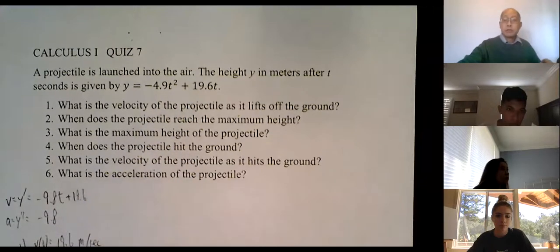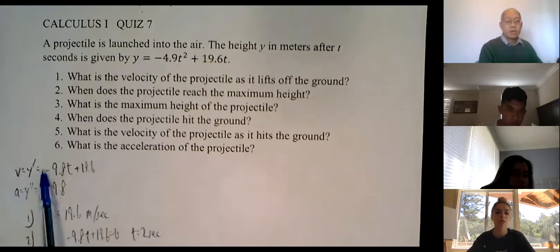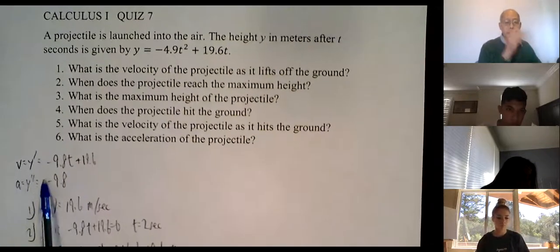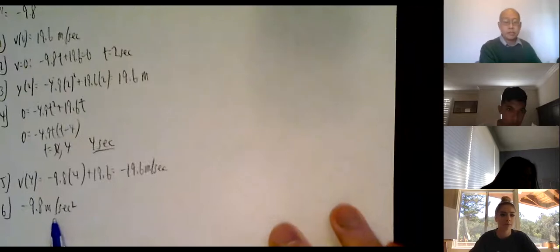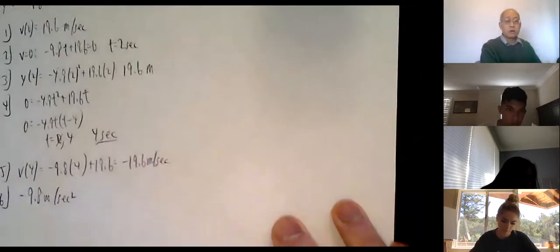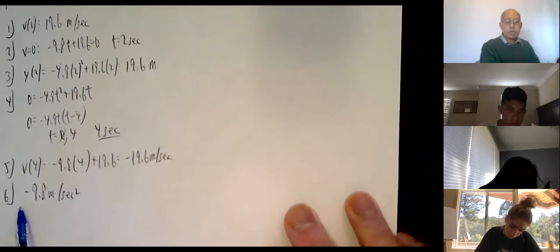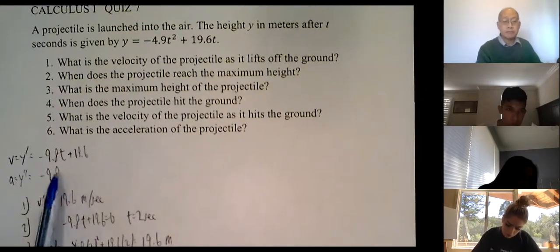So number one isn't asking only for the derivative, which you're supposed to do. So y prime was v, negative 9.8 t plus 19.6. Second derivative is negative 9.8, which automatically gives you the answer to 6. Negative 9.8 meters per second squared. Some of you know that's the acceleration due to gravity on Earth. Negative means it's pointing down. So the acceleration due to gravity is negative 9.8 meters per second squared, and some of you realize that from your physics class, perhaps.